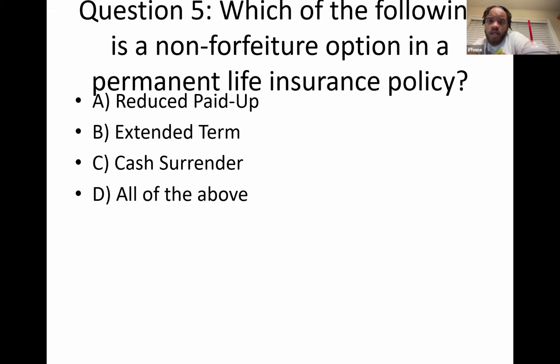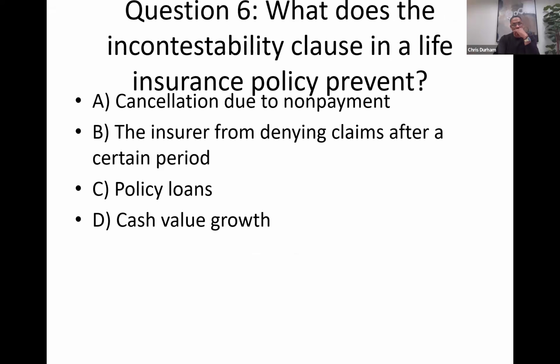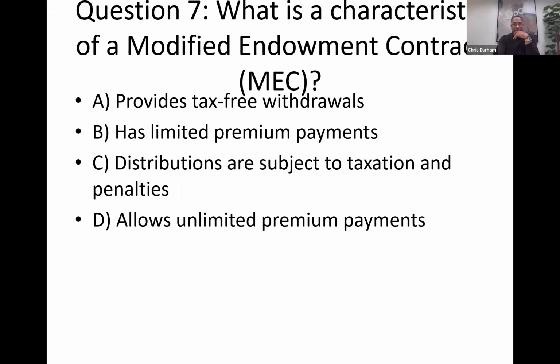Which of the following is a non-forfeiture option in a permanent life insurance policy? I'm going with D, all of the above. Yep. What does the incontestability clause in a life insurance policy prevent? B, the insurer from denying claims after a certain period. Yep.